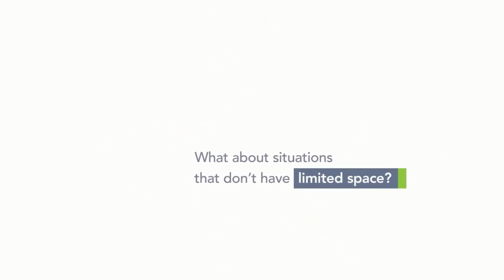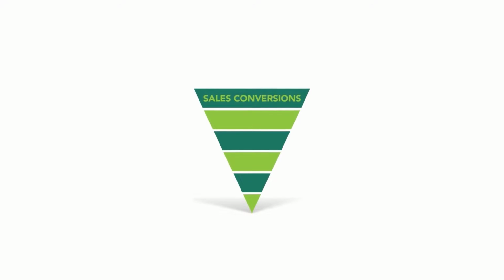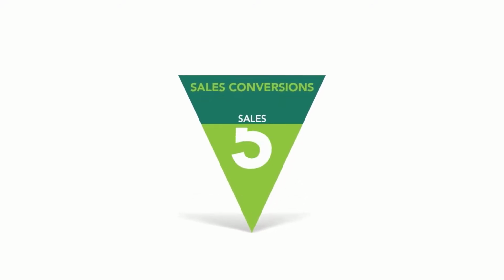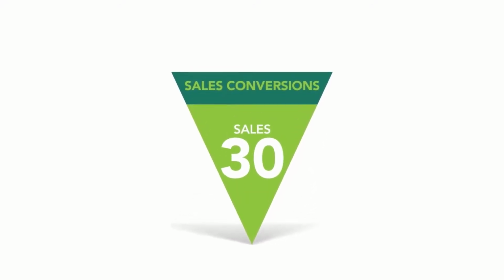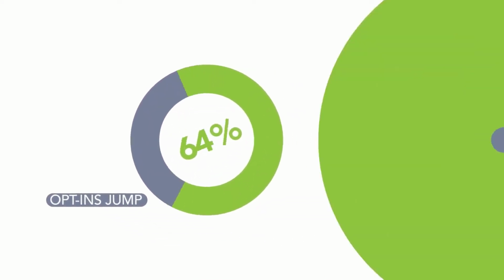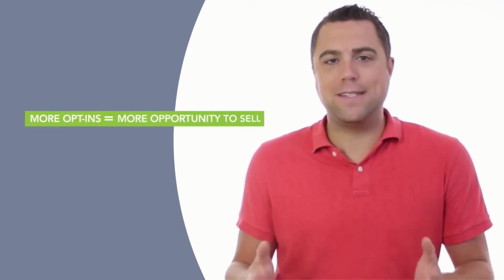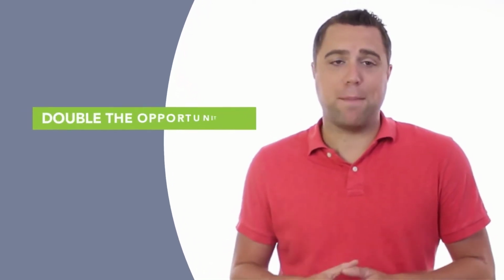But what about situations that don't have limited space? It works then too. For example, we've seen sales conversions jump from 2 to 6% with real-time social proof. That's going from 5 sales to 30 sales. We've seen opt-ins jump from 35 to 64%. Imagine what you could do with those leads. More opt-ins equals more opportunities to sell them. In this case, double the opportunity.